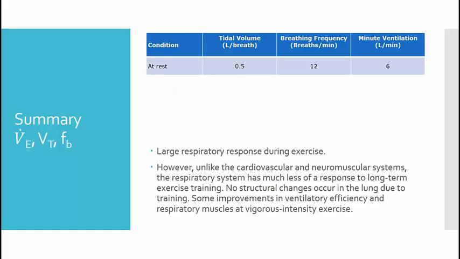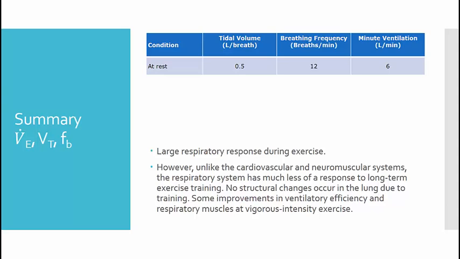So let's put this all back together. For minute ventilation, remember the equation is tidal volume times breathing frequency. So at rest, a normal tidal volume is about half a liter. A normal breathing frequency is about 12 breaths per minute. So 0.5 times 12, we get a minute ventilation of 6 liters per minute.